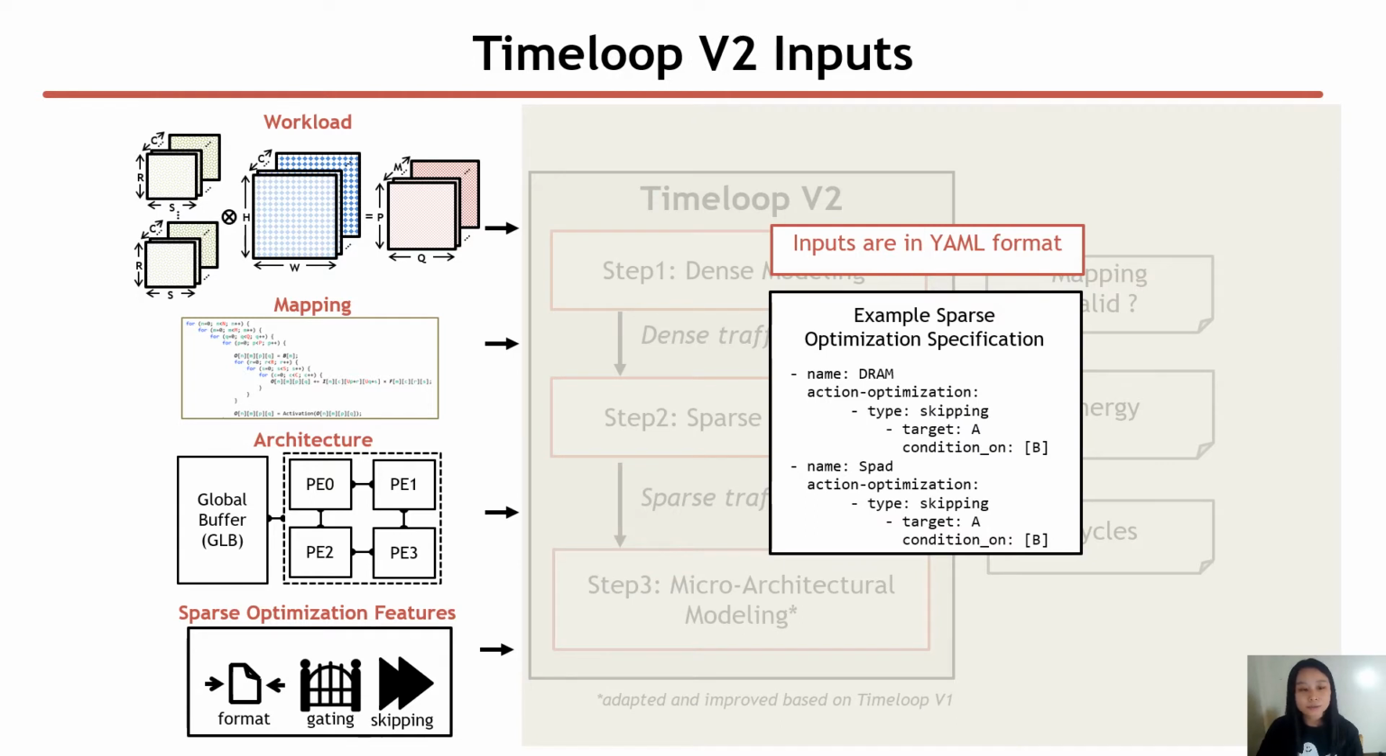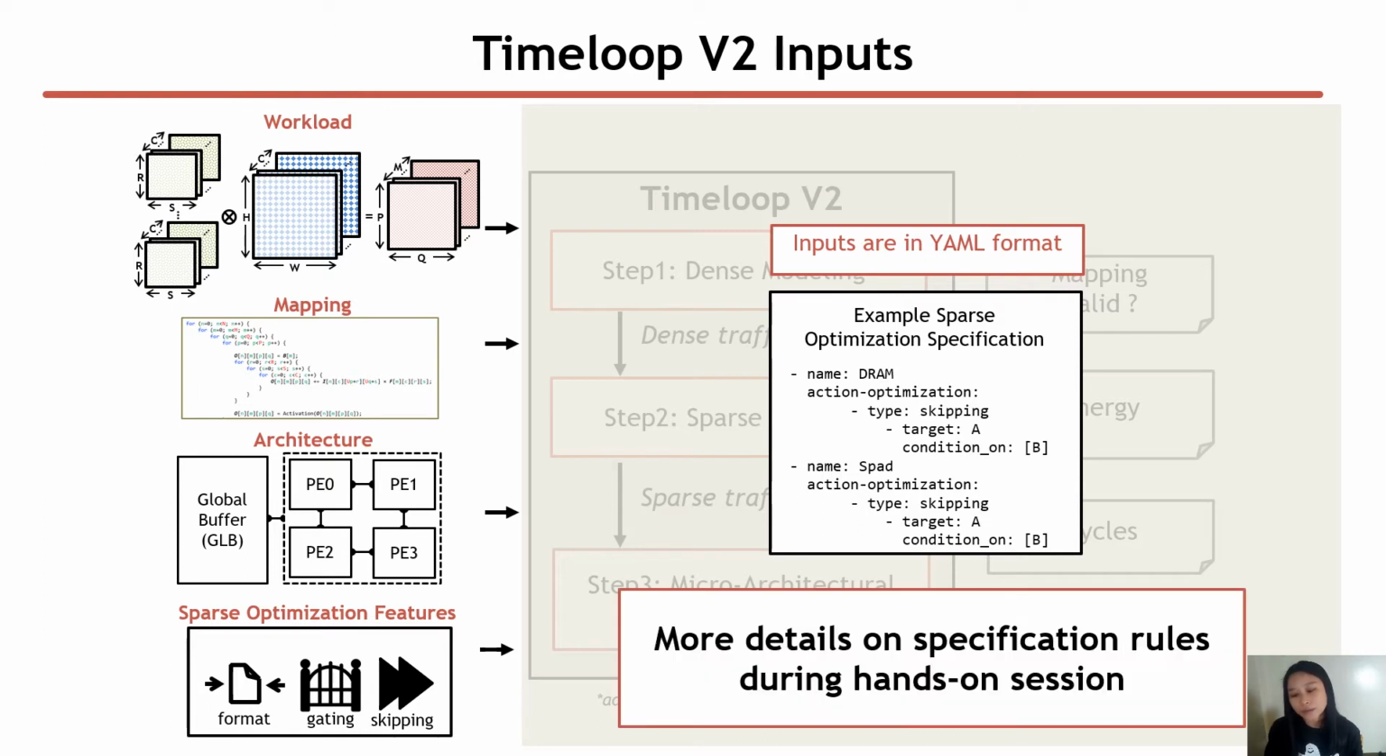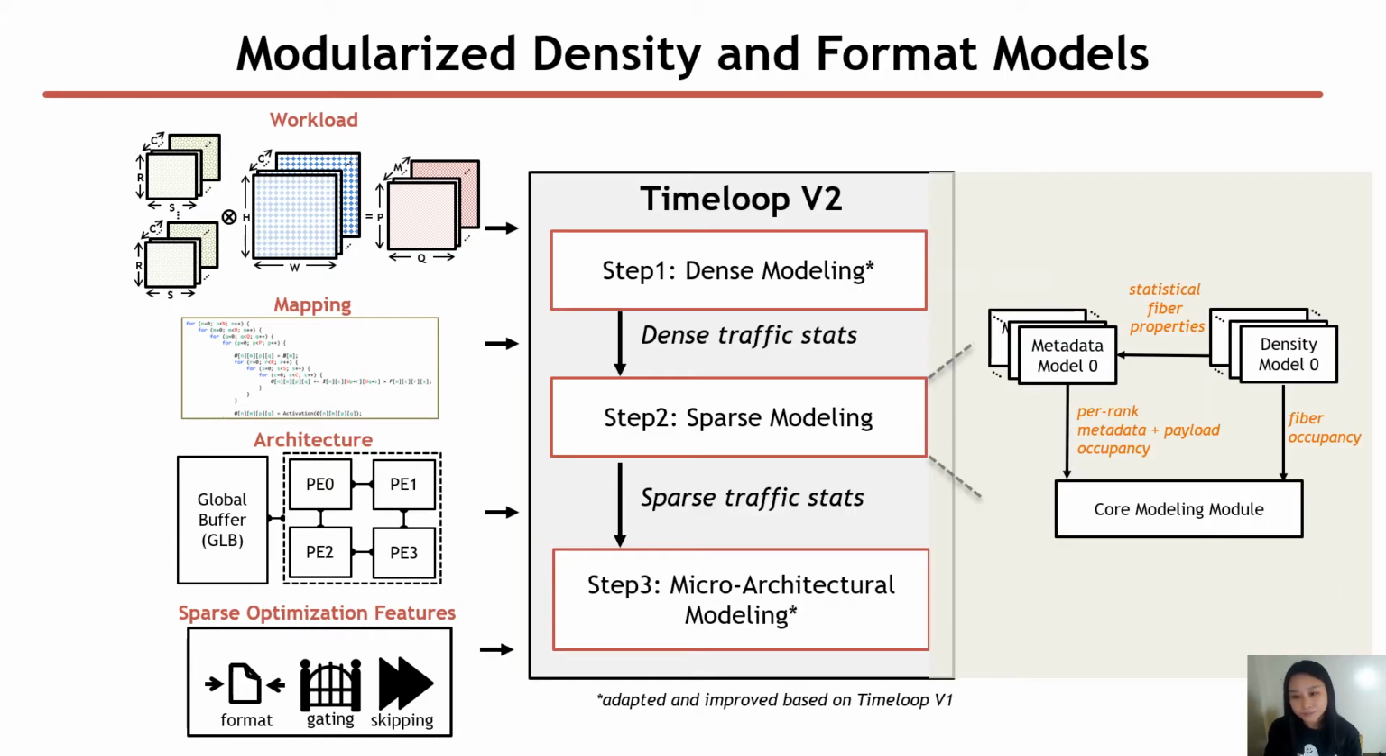We want to briefly talk about the inputs. All of the inputs for Timeloop are in YAML format. As shown here is a simple example of a sparse optimization specification. YAML format uses lists and dictionaries to describe various information. And here is just a high-level look at how an input could look. We will have a lot more details on how we want to specify these, and what the rules are, during the hands-on session with some examples.